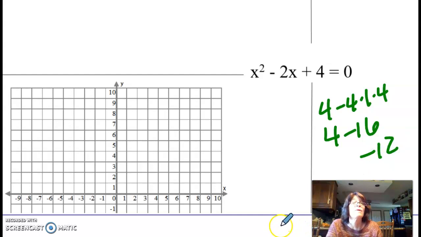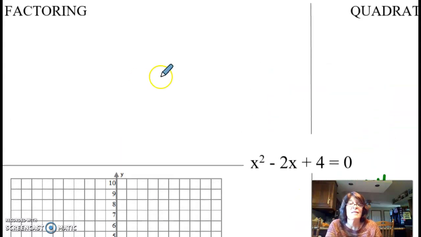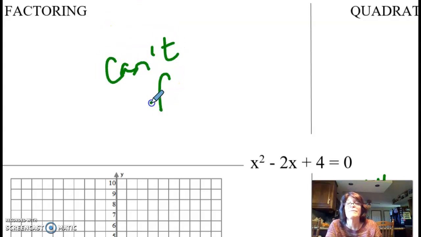I'm going to be taking the square root of a negative here, gang. I'm not going to waste my time factoring. I can tell that's not going to work. Okay, I just write can't factor. So luckily I have my other way. I have the quadratic formula.